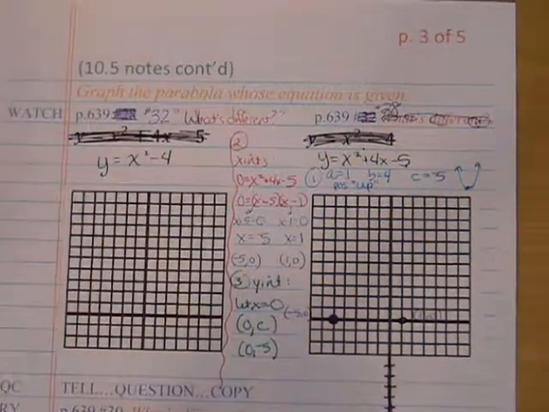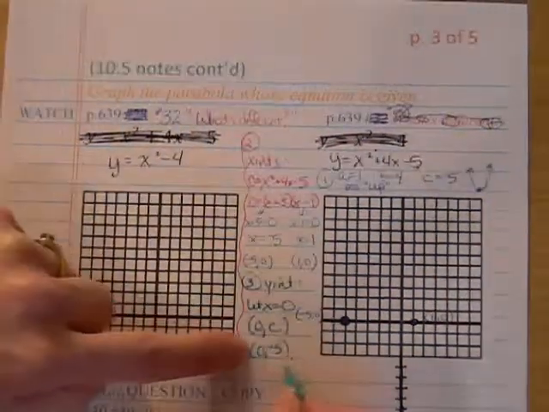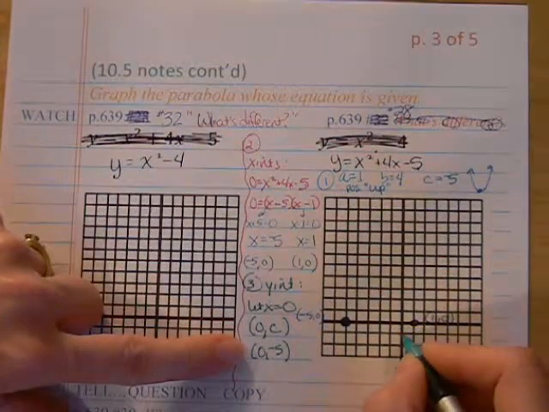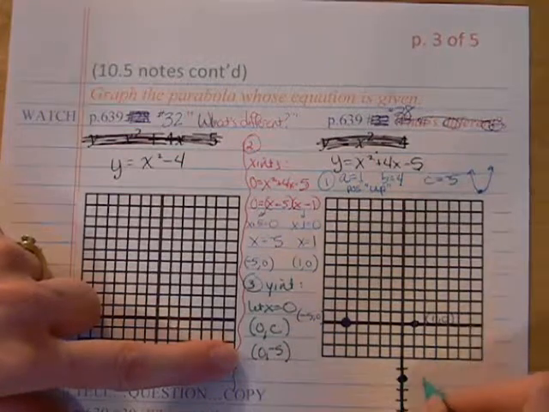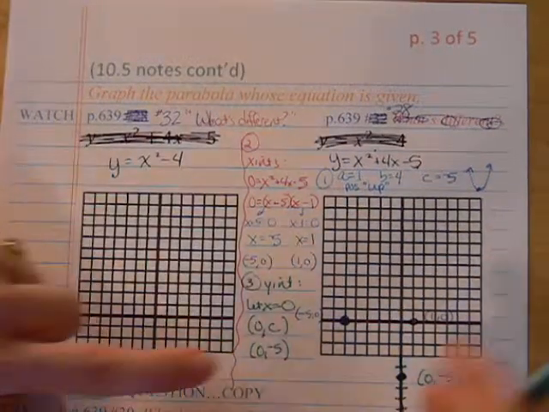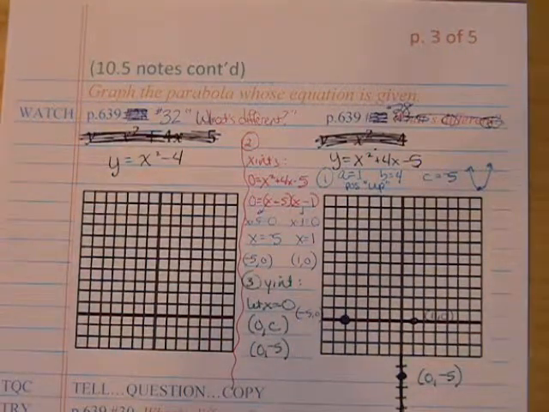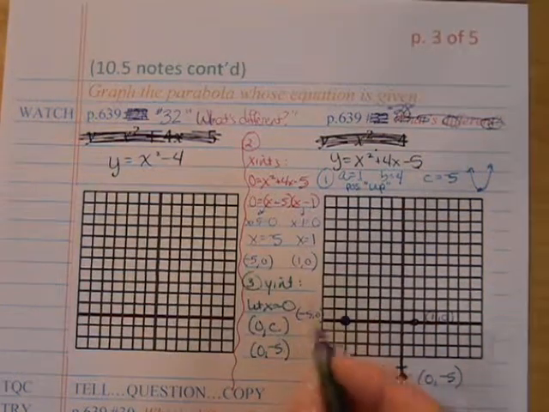Okay, so we know now that the y-intercept is going to be at 0, negative 5. So 0, negative 1, negative 2, negative 3, negative 4, negative 5. So there is our y-intercept at 0, negative 5. Okay. Next, we're going to see if we can find the vertex.